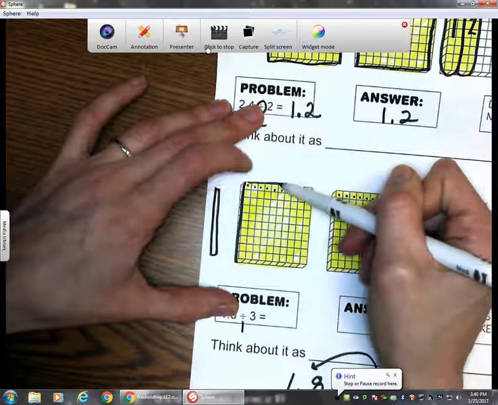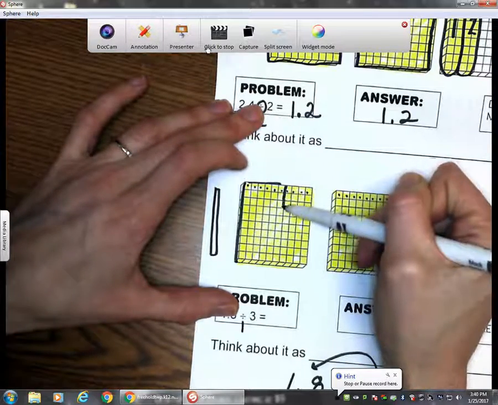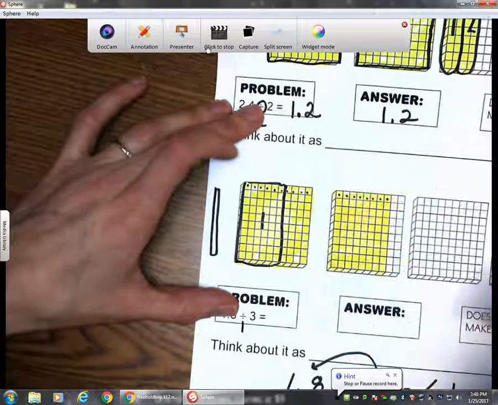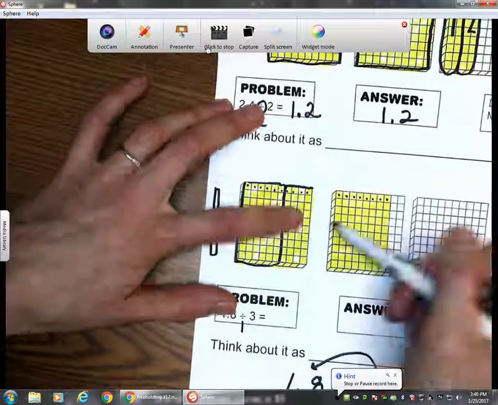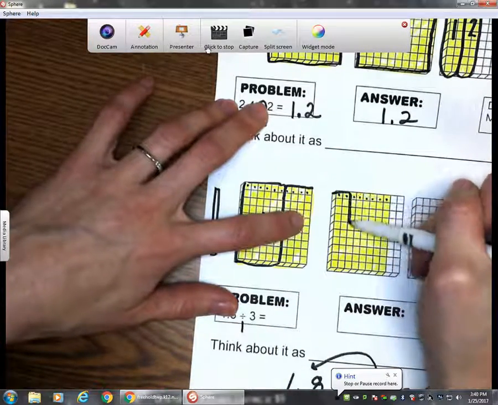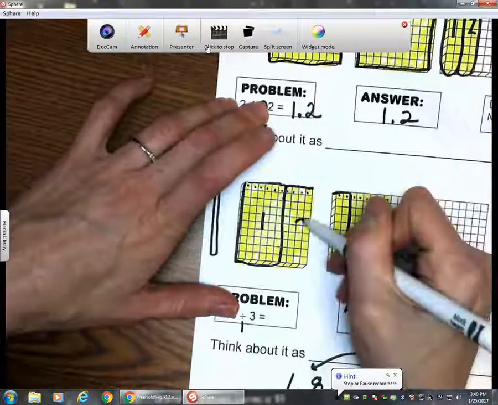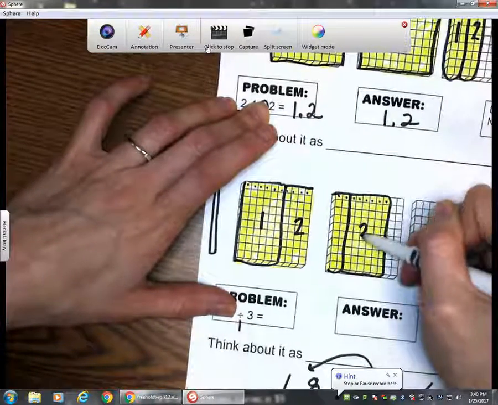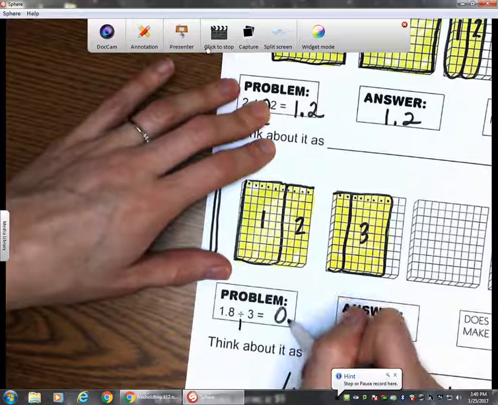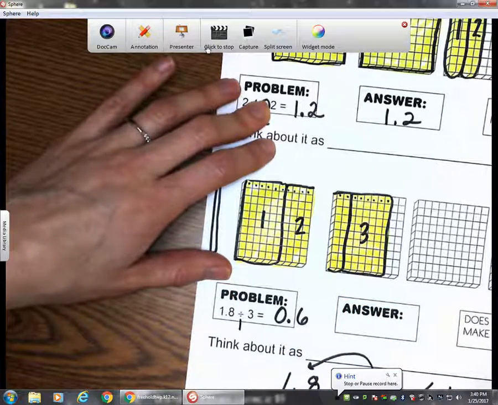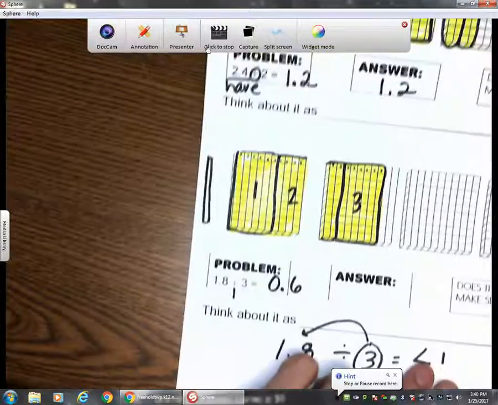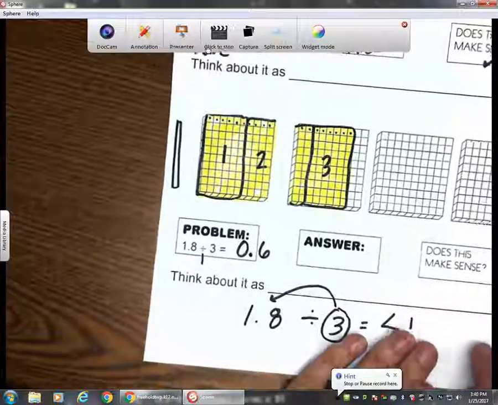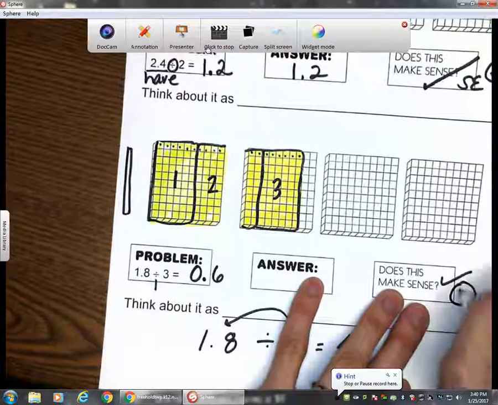So if this group gets, I'm taking my time here to make sure I'm counting at 6. If group 1 gets 6/10, group 2 gets, this is 4, 5, 6/10, so that's group 2, and group 3 gets 6/10. Those were equal groups, so each group got 6/10. Does that match my estimate that the answer would be less than 1? Yes. So that's a yes based on my smart estimate.